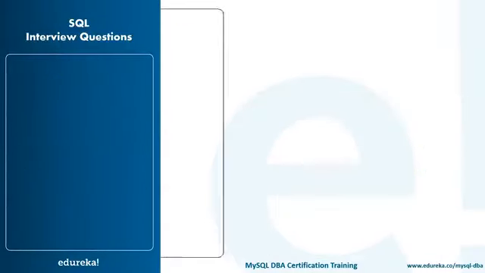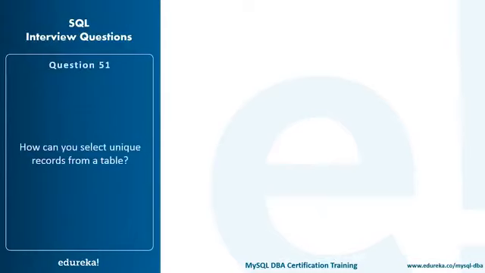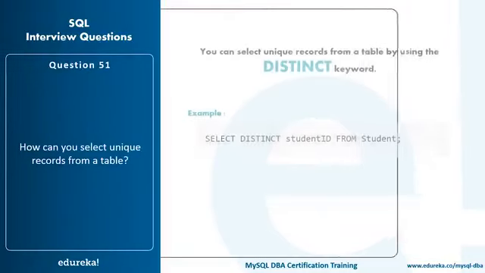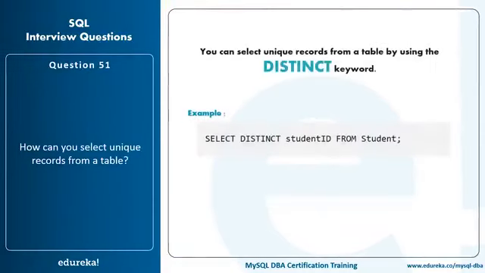Now let's move forward to the next question, that is, how can you select unique records from a table? Well, you can select unique records from a table by using the distinct keyword. For your better understanding, you can write a query like select distinct student ID from student, right? With the help of this query, all the unique records from the student table will be selected.